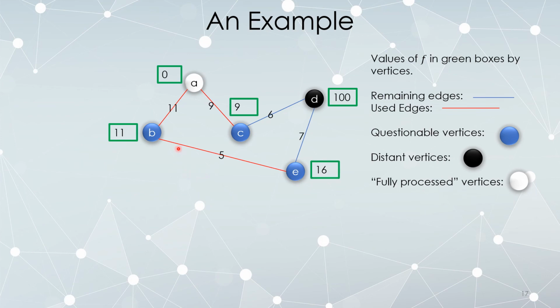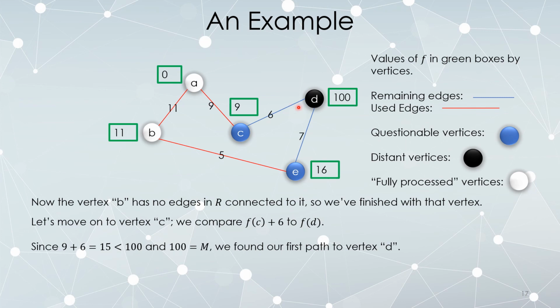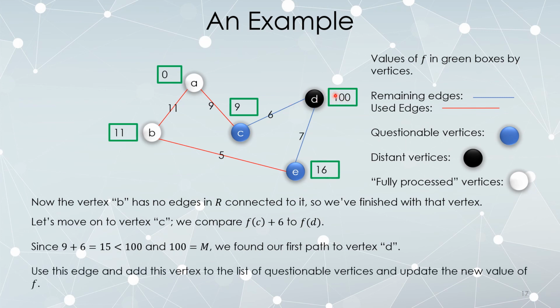Now, here's the state of our graph. There are no remaining edges connected to B, so it is fully processed. We don't have to worry about it. These are now our only questionable vertices. Okay, let's focus on C. It has only one remaining edge. f of C, 9, plus this edge, 6, versus our initial overestimate of 100. So we found our first path to this vertex. So we update the value with 9 plus 6, or 15, and this is now a questionable vertex because we have found a path there. Okay, C now has no remaining edges, so it is now fully processed.